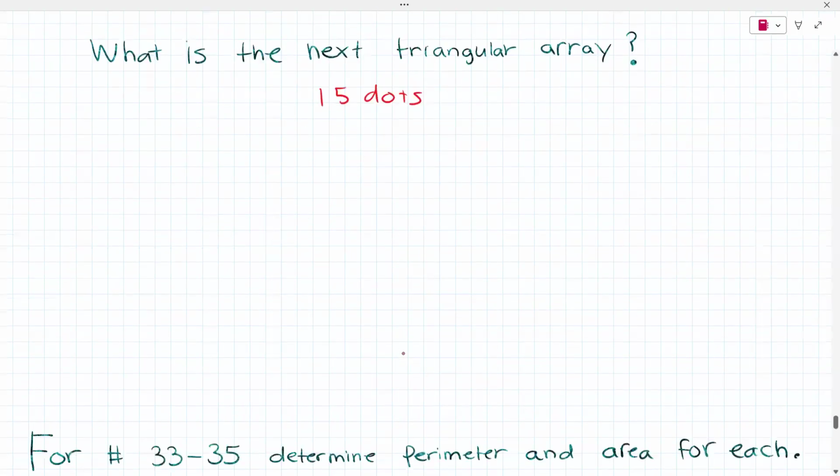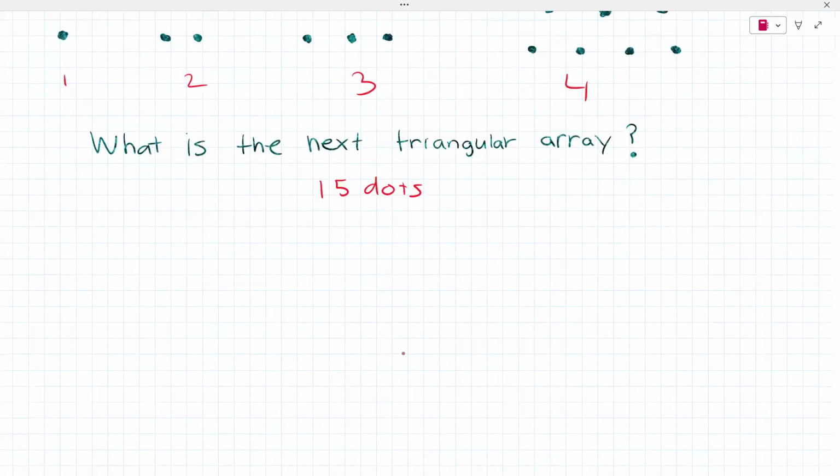And if you draw it, you can draw it like this. 1, 2, 3, 4, 5. And you have 1, 2, 3, 4, 5, and so on for each row.